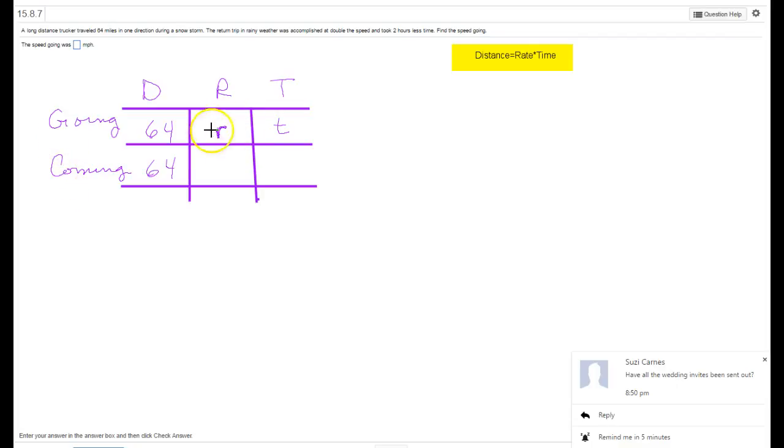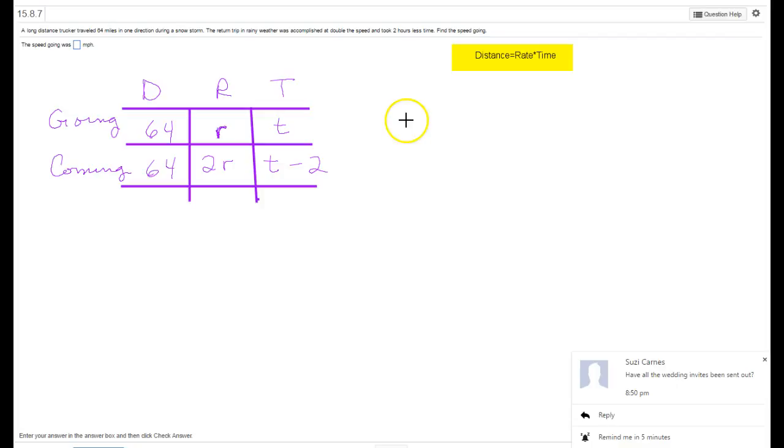Now, my rate, that is what I'm trying to find, that bolded R, little r. So I know that going and coming back, he's going the same distance, 64 miles. And I'm going to say the time it takes him to go is called T. Now coming, we know that when he comes home, he's going to go twice the rate, or 2R, and he's going to take 2 hours less, or T minus 2.